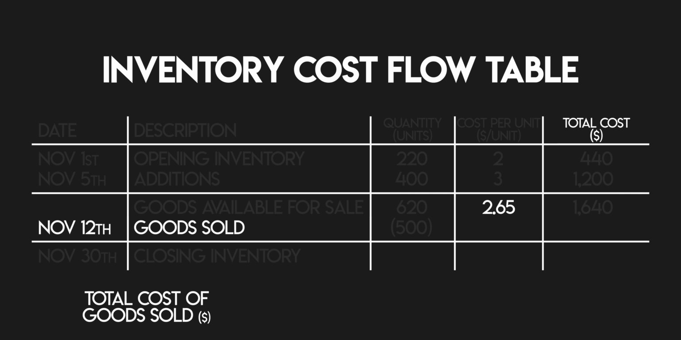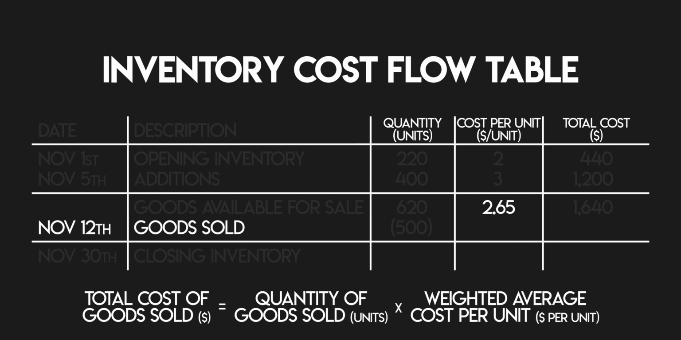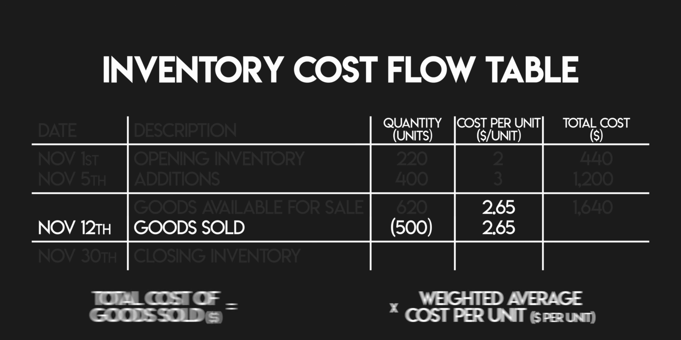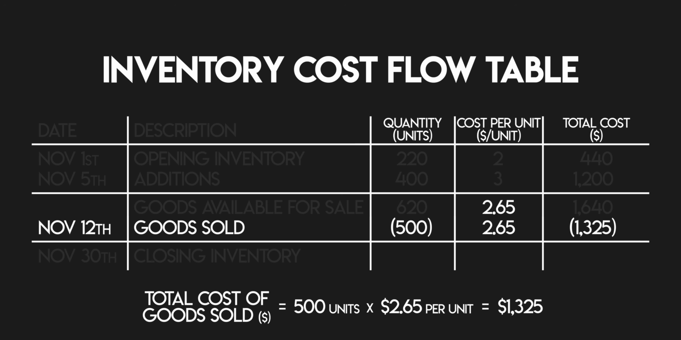Your total cost of goods sold is your quantity of goods sold multiplied by the weighted average cost per unit of goods sold. We already know that you sold 500 units, but what's your weighted average cost per unit of goods sold? It's exactly the same as the weighted average cost per unit of your goods available for sale, $2.65 per unit. So 500 units multiplied by $2.65 is $1,325, your total cost of goods sold.